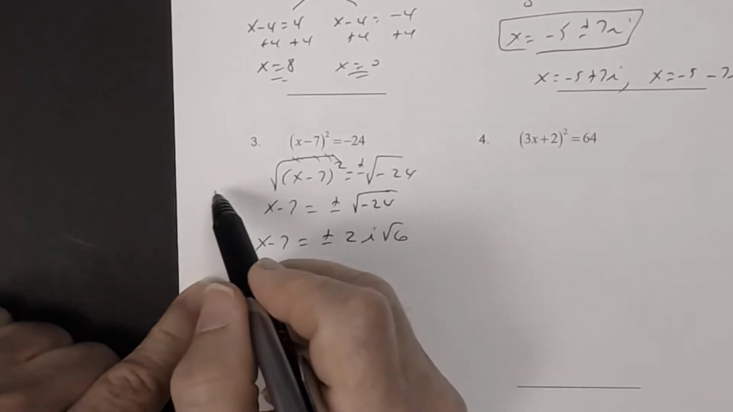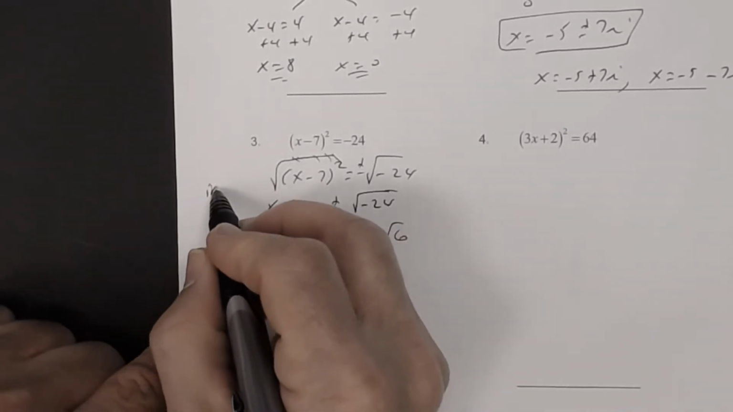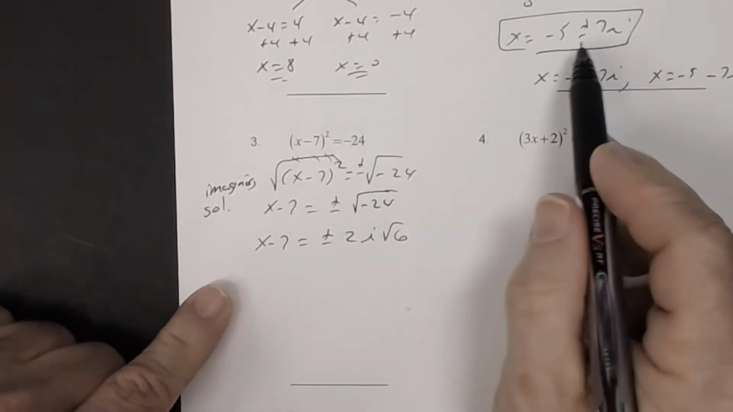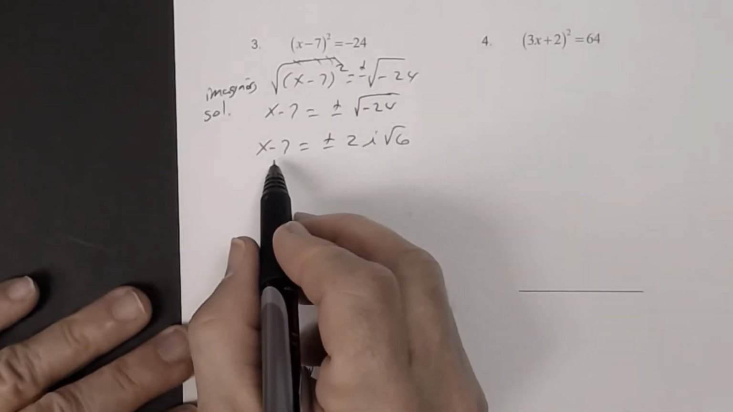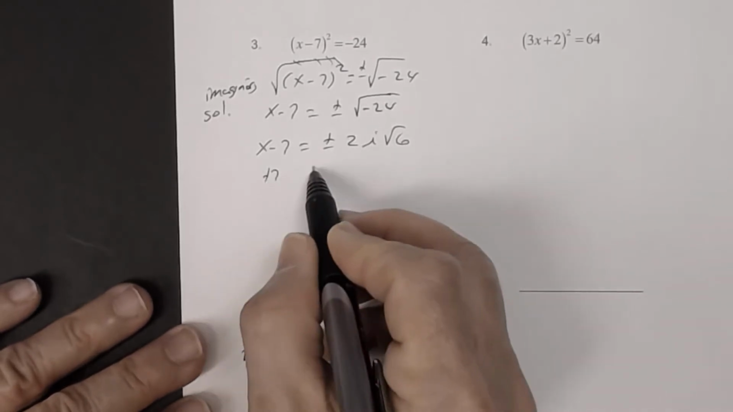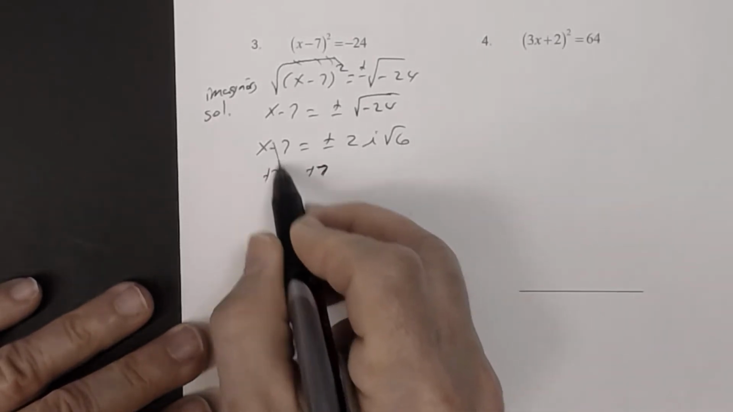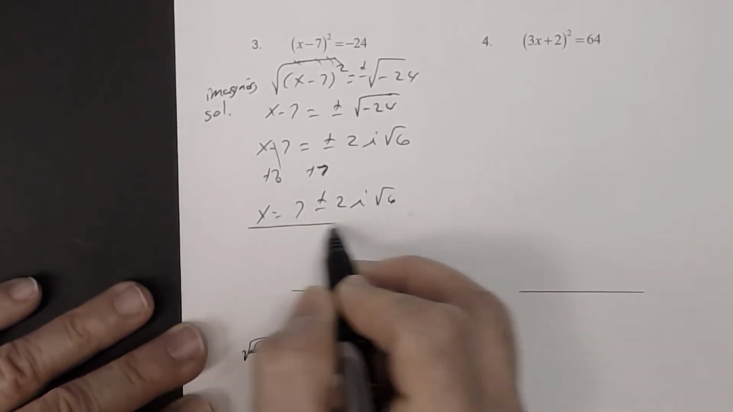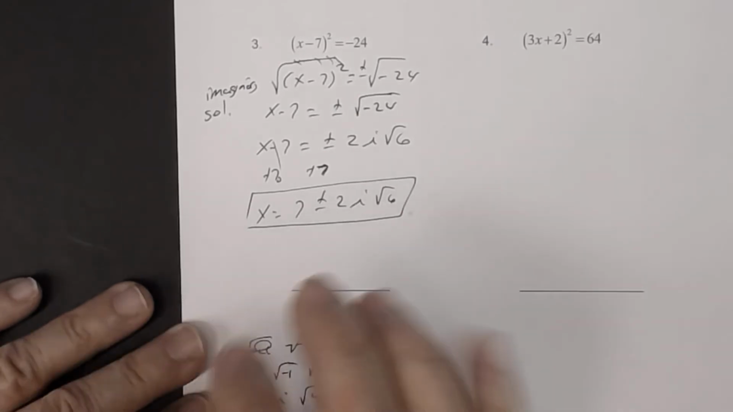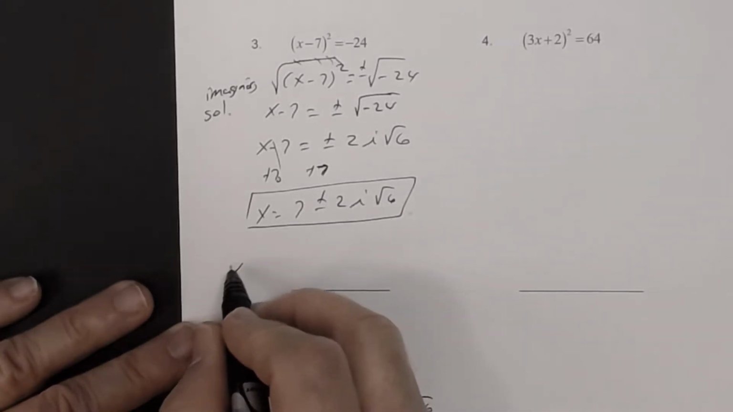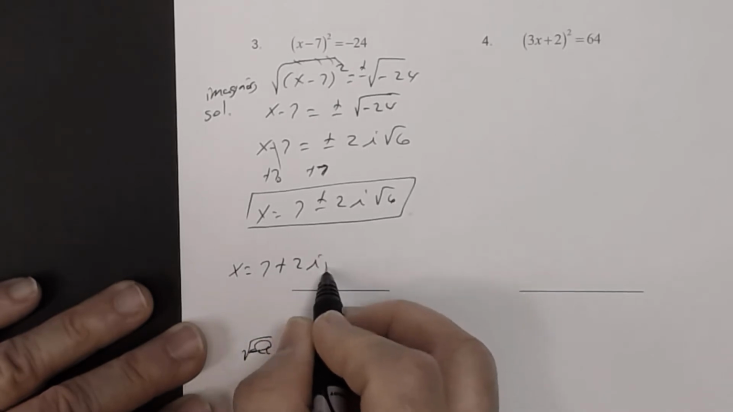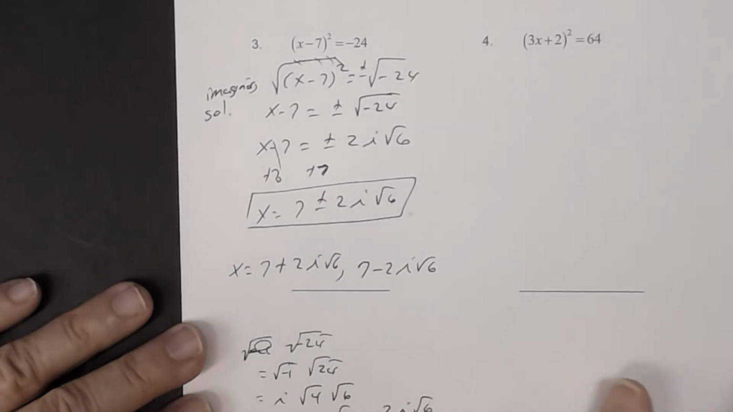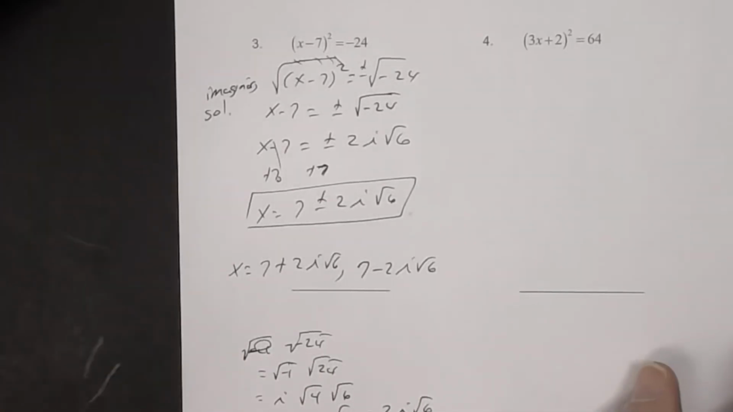Now these are imaginary numbers because you have that i, imaginary solutions. All right, so I'm going to write it just like this. So all you got to do now is just get x by itself. So add 7 to both sides and you're done. So x equals 7 plus or minus 2i square root of 6. And there's your answer. Now if you want to write it as two separate solutions, you can. You can say x equals 7 plus 2i square root of 6, comma, 7 minus 2i square root of 6. Does not matter. Okay? All right, let's do number 4.